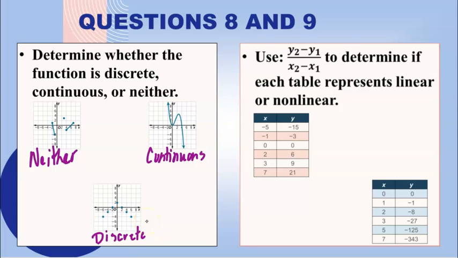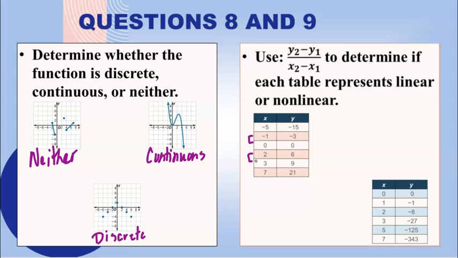Question 9. Here it's saying use y2 minus y1 divided by x2 minus x1, which is the slope formula, to determine if each table represents linear or nonlinear functions. Now, do you have to use that? No, you don't have to do that, but it does make it a little bit easier. So I'm going to use the slope formula to solve this one, and I'm going to choose these 2 points, and I'm going to choose these 2 points. And the reason why I'm choosing those two is because the x's are only 1 apart.